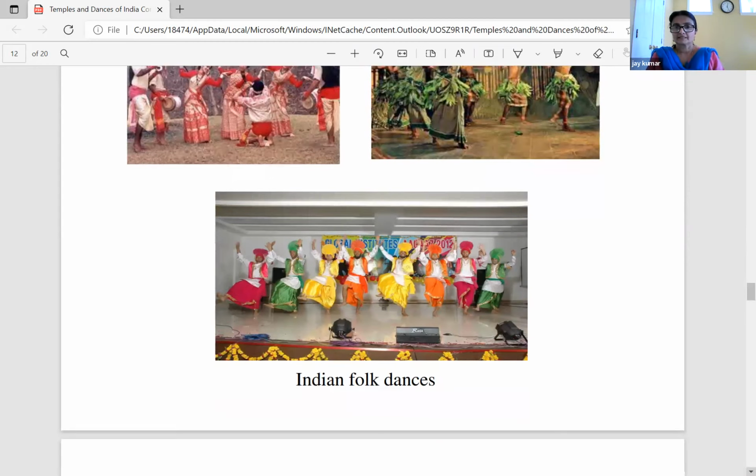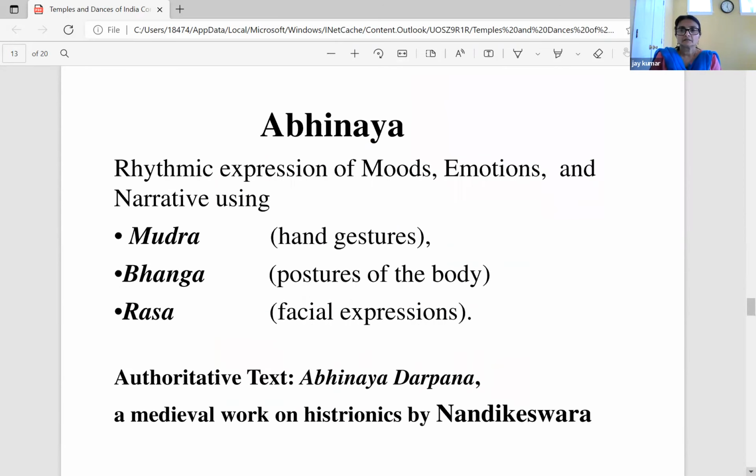Okay, next, please. So there are 3 basic elements as far as the classical dance forms and the folk dances are concerned. There are 3 basic elements that go to make up this form of dance. First is the hand gestures, or the mudra. We have a number of them. There are single hand gestures and 2 hand gestures. We are going to get to them one at a time.